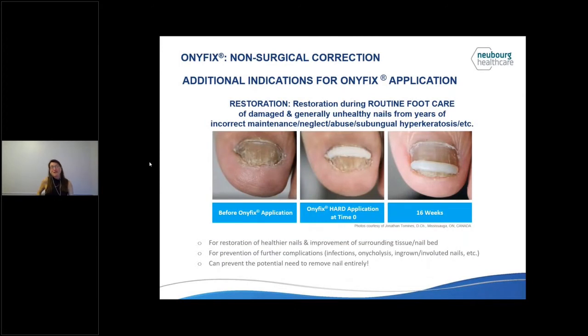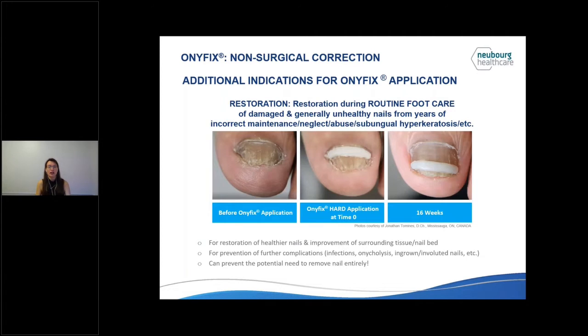All right, now for another non-surgical use that hasn't been discussed in any of the original classes. Nail restoration. This is my new favorite use for Onyfix. I love this, and I want everyone to pay good attention to this section here, because it applies to everybody in the foot wellness industry. It doesn't matter whether you're a chiropodist, podiatrist, foot nurse, nail tech, so on, right? If you touch feet, this application applies to you.